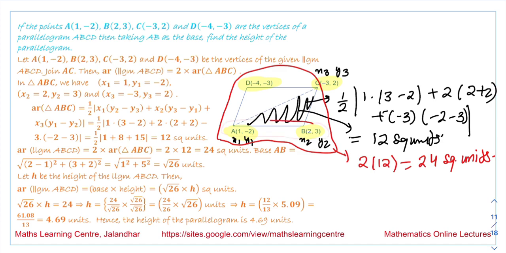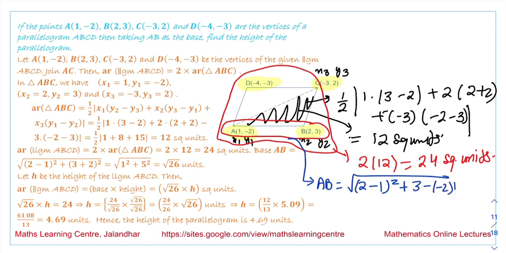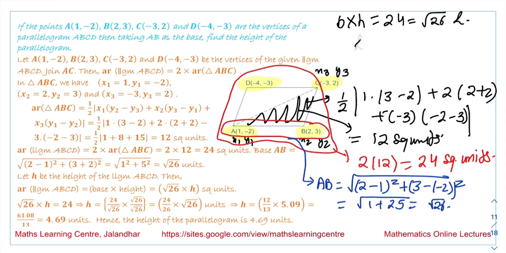Now we are considering this AB as the base. We have to find the height corresponding to this base. So we have to calculate this length AB, that will be equal to square root of (2 minus 1) square plus (3 minus (minus 2)) square, and the value we will get is square root of 1 plus 25, that is equal to root 26. Now we know that the formula for the area of the parallelogram is base into height, and this value is equal to 24, and the value of base we have is root 26 into h. So h is 24 by root 26.